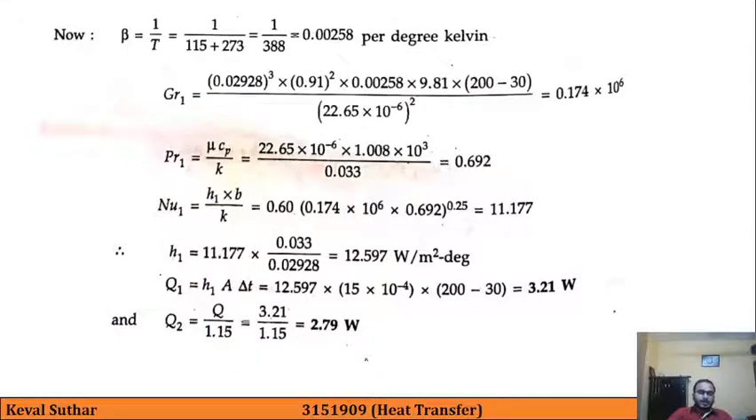Similarly, to calculate Q1 and Q2, we need to follow the whole thing again with numerical values, so that you will be getting the value of Q1 and the value of Q2. So we need to calculate Gr1, Pr1 and Nu, so we will get h1 and Q1 and then Q2.